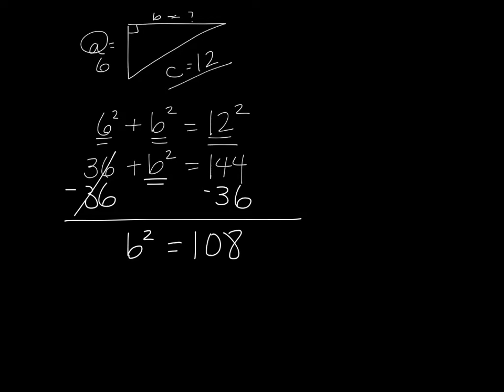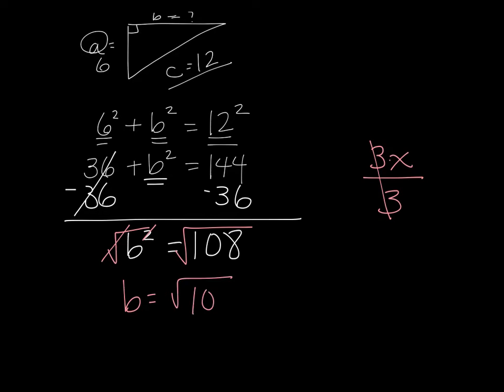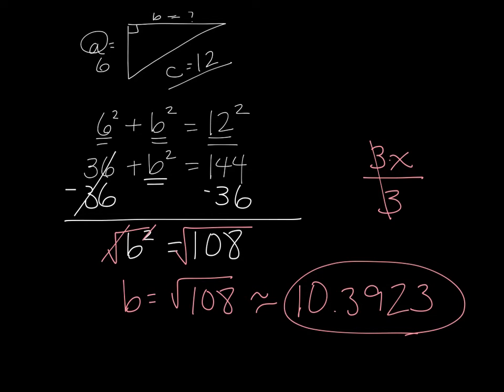Now to find out what b equals, because I don't care what b squared equals, I want to know what b equals, I have to square root both sides. Because remember, the square and square root cancel each other out. It's like when I have 3x, I want to divide by 3 because 3 is being multiplied by x. Okay? And then b equals square root of 108. The square root of 108 will be an irrational number. So in your calculator, you're going to put square root of 108, and you're getting approximately 10.3923. Okay? That's what it is.